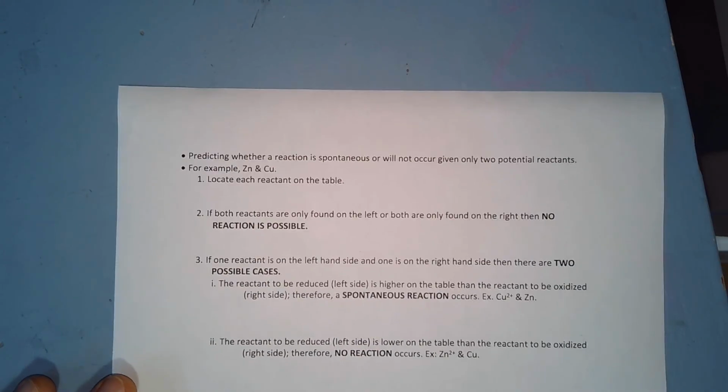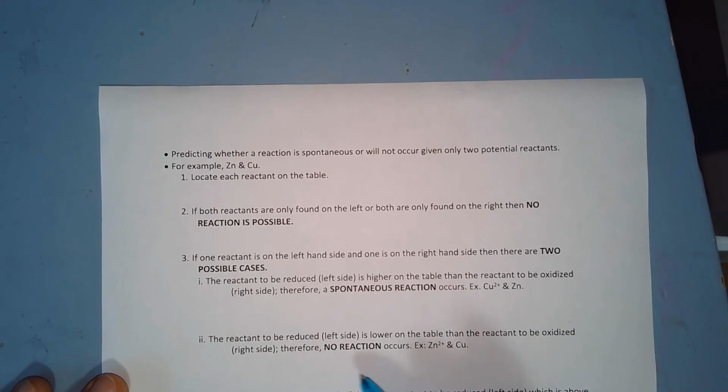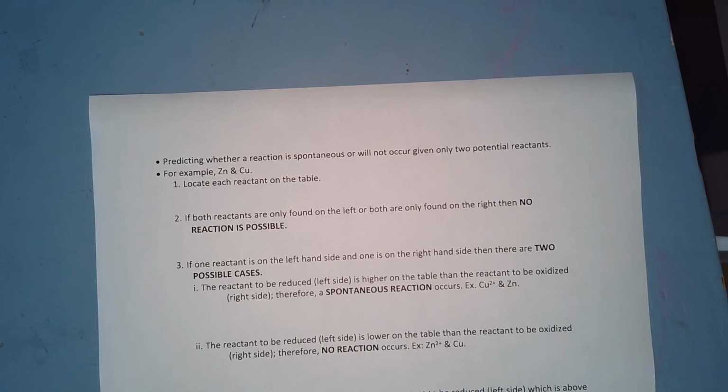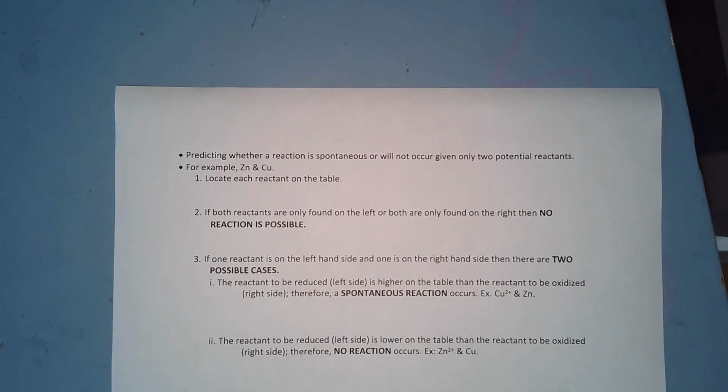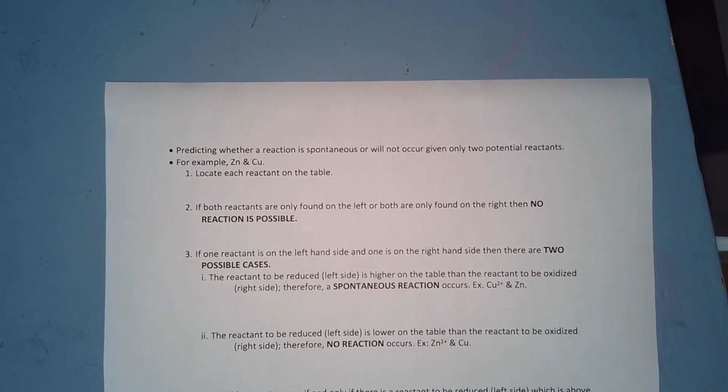If they're on the opposite side, you can still get no reaction, and that occurs when the one that is lower on the table is the one that's being reduced. The one that's higher on the table is the one that's going to be reduced. And if the one that's higher is reduced and the one that's lower is oxidized, then you get a spontaneous reaction. So let's look at figuring out what's going to happen here.